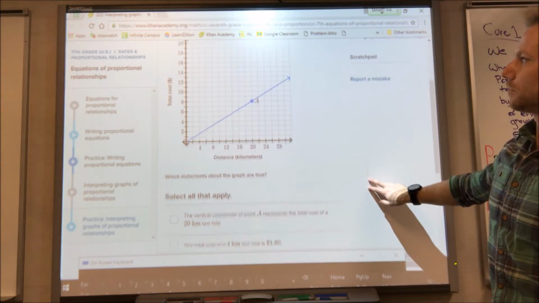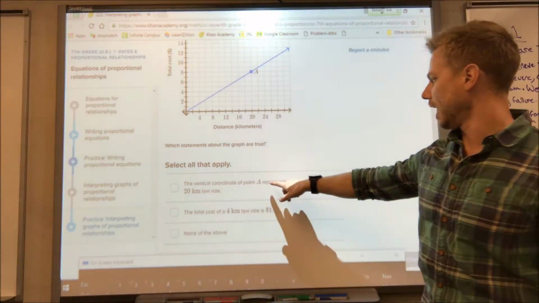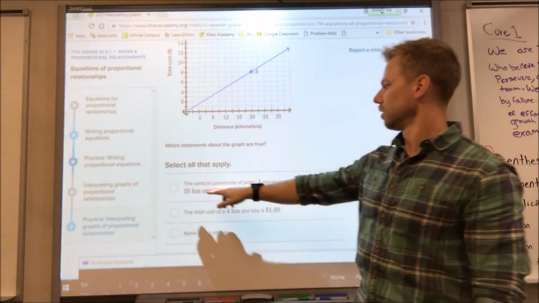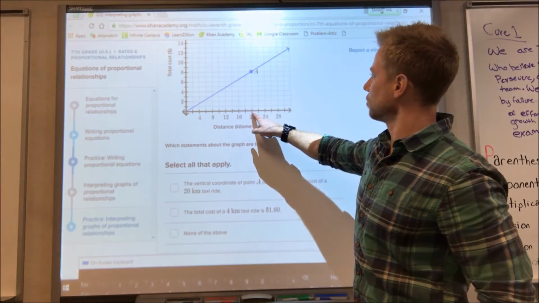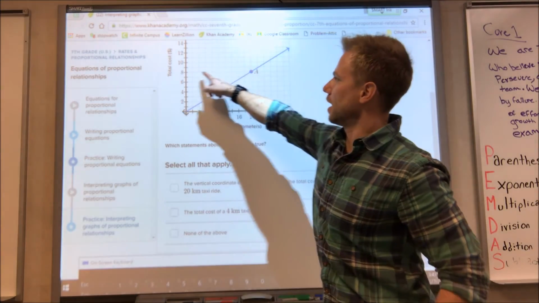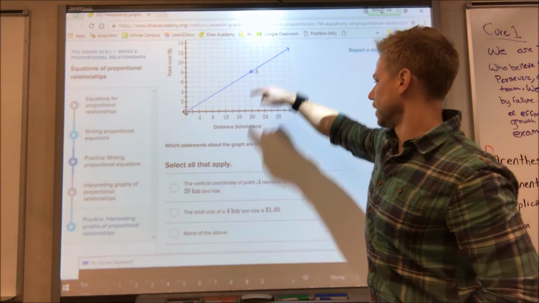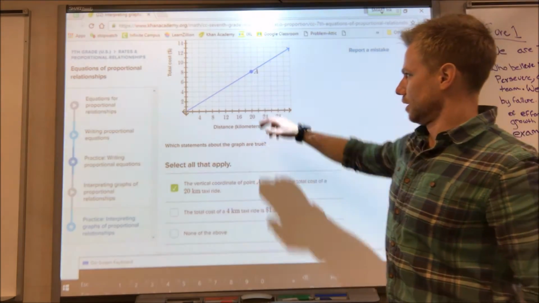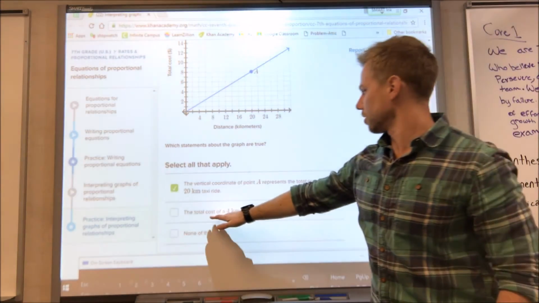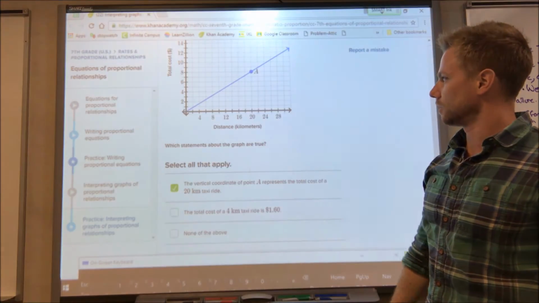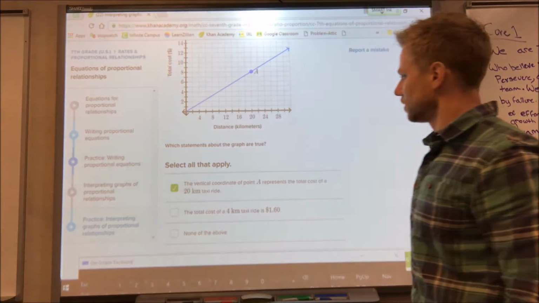All right, which statements about the graph are true? It says the vertical coordinate of point A represents a total cost of a 20 kilometer taxi ride. So if we follow 20, brings us to A, that would be the total cost, as it says, for a 20-kilometer taxi ride. That's exactly what the point shows us, the cost for going that far. The total cost of a 4-kilometer taxi ride is $1.60. So if we go down to 4, is that $1.60?